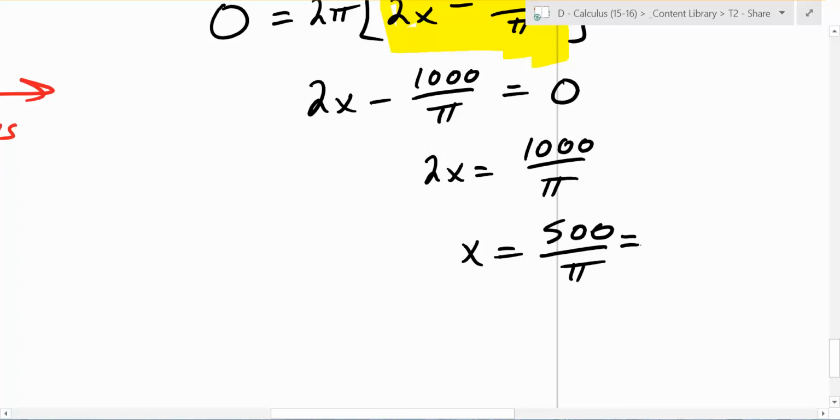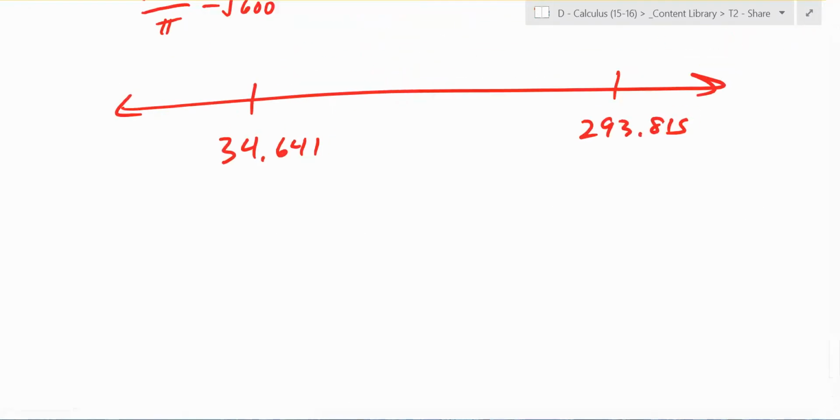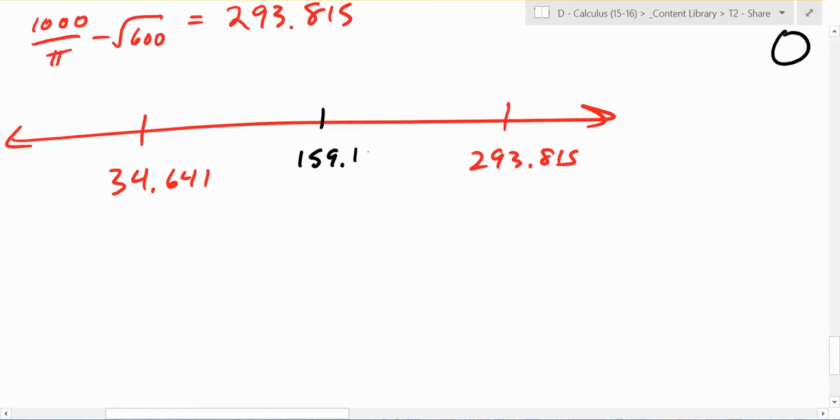What's the decimal for that? Someone do 500 over pi. What is it? What is it? 159.155. So do we have a new number to test in here? Yeah, and hey, it's right between the two. Point what? 155?